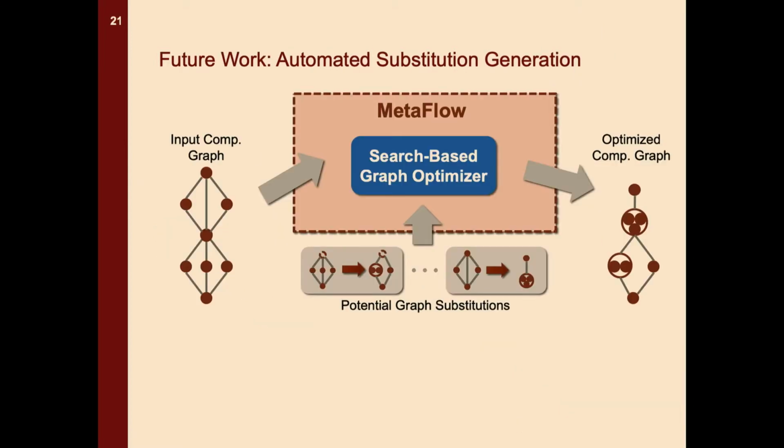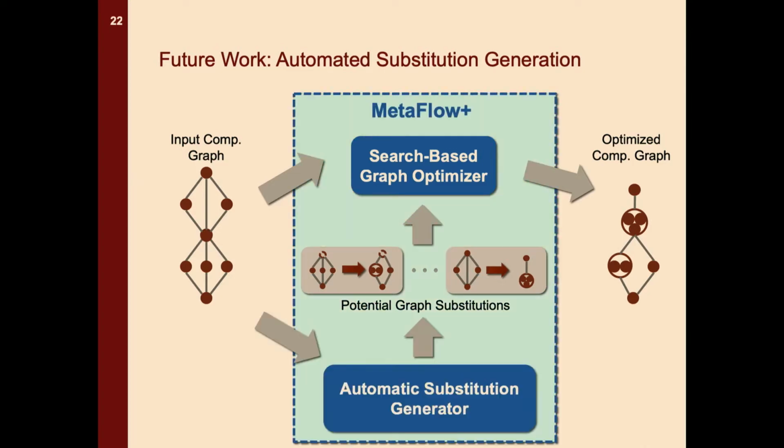For future work, we are actively working on MetaFlow. One of our future works is to support automated substitution generation. This figure shows the existing overview of MetaFlow. We rely on users to define potential graph substitutions and search for how to optimize using those substitutions. Our future work is to design an automatic substitution generator that will look at the input computation graph, analyze the operators and structures in it, and automatically generate corresponding graph substitutions. This will also fit into our search-based graph optimizer.